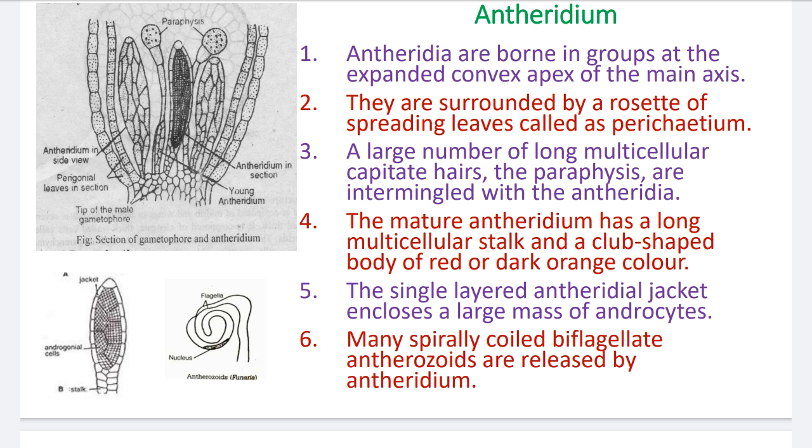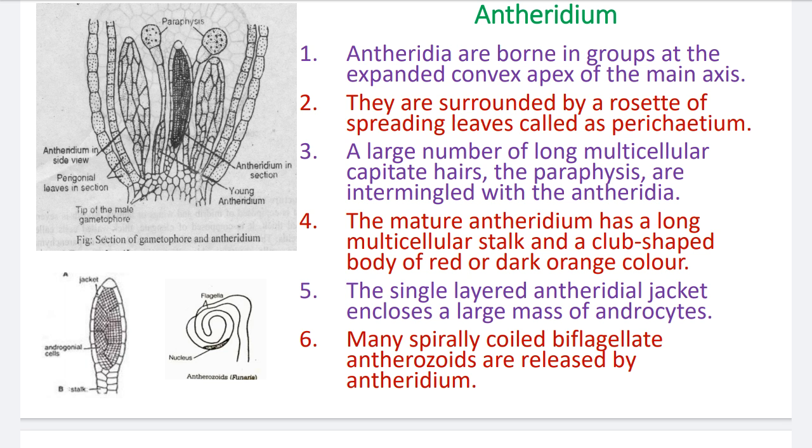Number 2, they are surrounded by a rosette of spreading leaves called the perichaetium. These antheridia are always covered by the rosette of spreading leaves called the perichaetium. Okay, the antheridia are covered by the perichaetium. They are leaf-like structures.